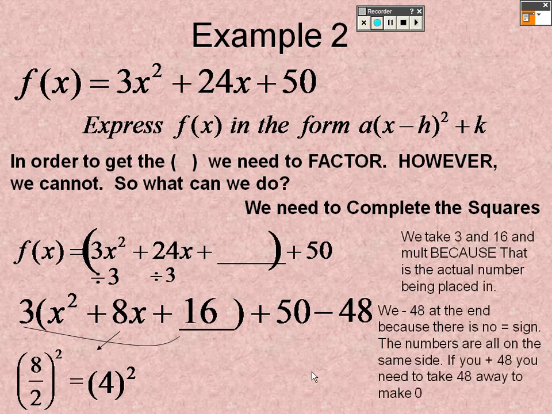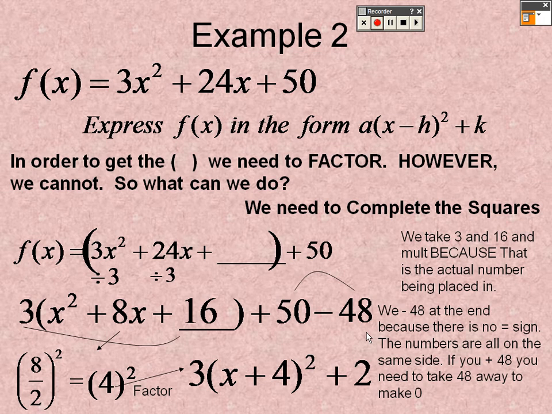So if you remember from completing the squares, this is the factor. So all this in here, if I was to factor this right here, it would be x plus 4 and x plus 4, because that's what my factor is. And those I can push together, 50 minus 48, and get 2. So I still have 3 on the outside. This becomes x plus 4 and x plus 4, which is really x plus 4 squared, because you get 2 of them if you remember from completing the squares. And 50 minus 48 is 2. And now it's in the form a parentheses x minus h squared plus k.